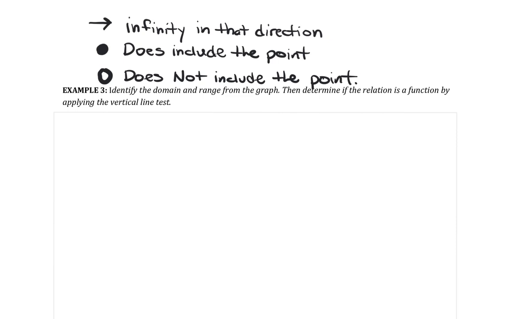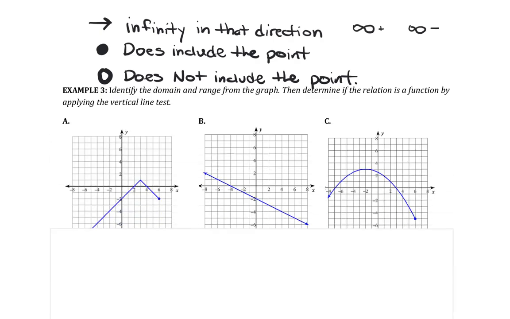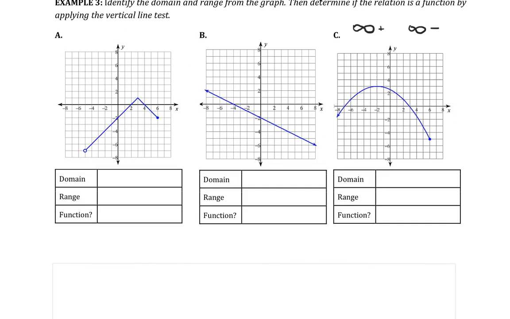And we're also going to have to learn the infinity symbol, which is sort of a sideways 8, which is going to look like that. We're going to be going towards positive infinity, or we're going towards negative infinity. We'll see those examples. Let's take a look at these first 3.